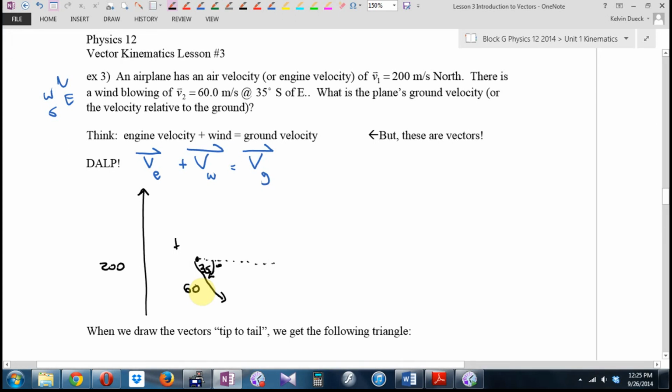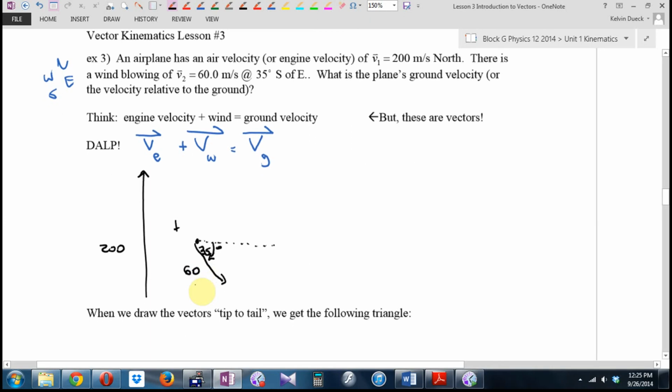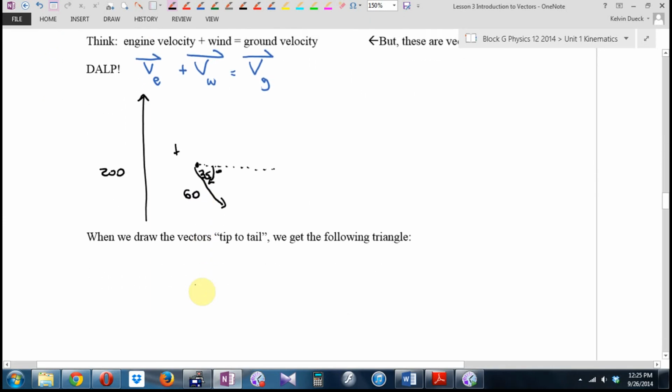So if you have a slanty one and you're asking, how do I draw it? You almost, Grayson, go backwards along the data. Although we read 60 meters per second at 35 degrees south of east, it's draw east first, go south, 35 degrees for a length of 60. Okay? How will I add these together? Tip to tail. I wrote down here, when we draw the vectors tip to tail, we get the following triangle. I'm going to do the triangle up here because I think I'm going to need enough room to use, because this is going to be like cosine law and stuff. This is not going to be SOHCAHTOA. So as a picture, it's going to look like this.